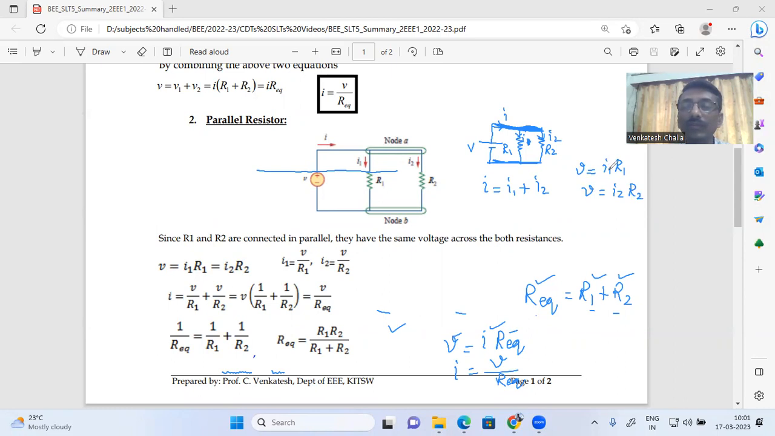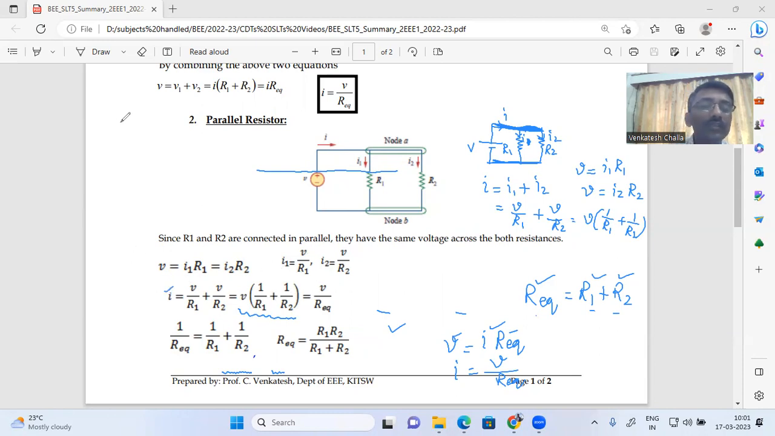Now you take here, what is I1? I1 is equal to V by R1, and I2 is V by R2. So I can take V common. I get here 1 by R1 plus 1 by R2. So you see here V into (1 by R1 plus 1 by R2) will give the total current.